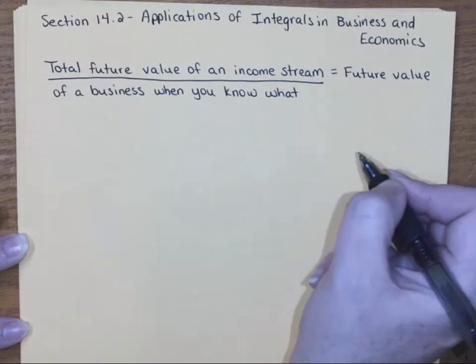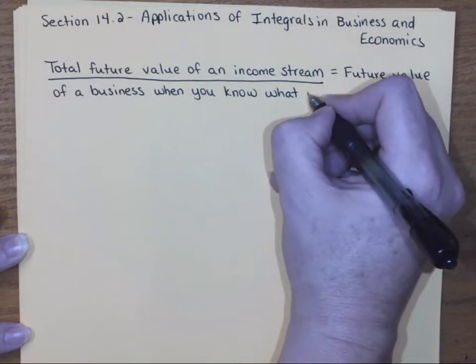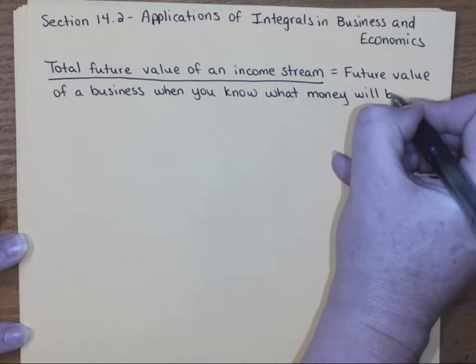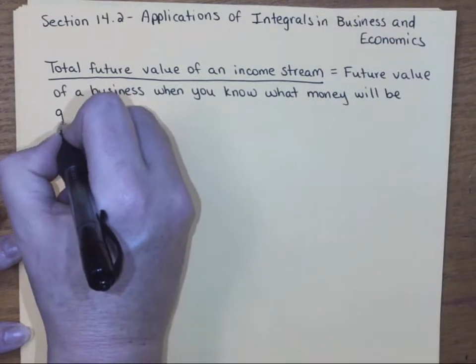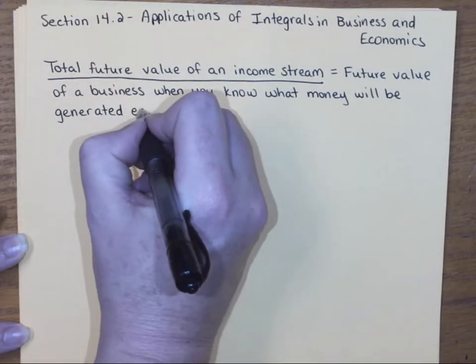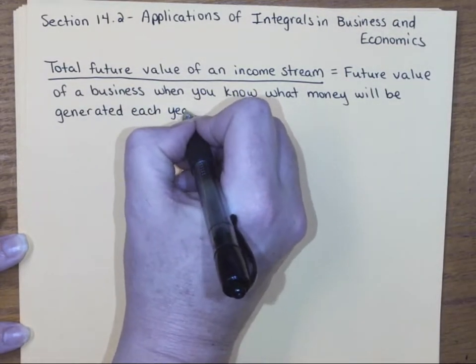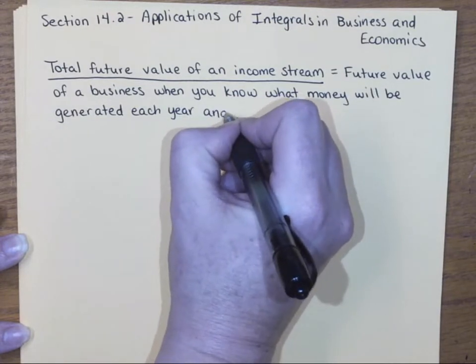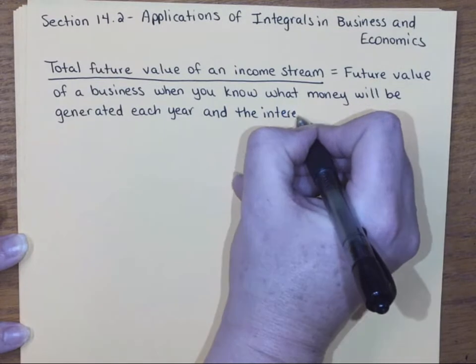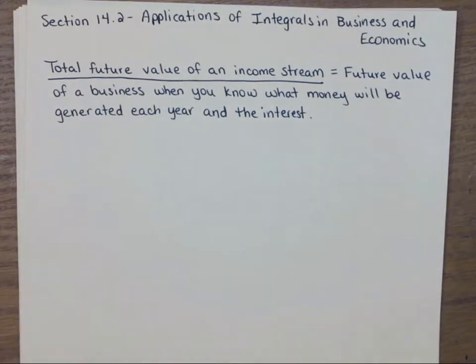So it's basically the future value of a business when you know what money will be generated each year and you know the interest. Sometimes with a formula like this, a business owner would have to take a guess, but it can at least get them close. What I mean by take a guess is they would have to guess how much money they think would be generated each year, or go by past events.